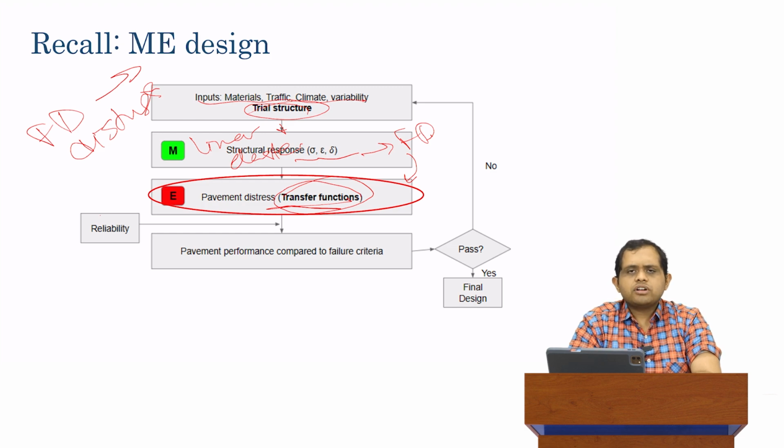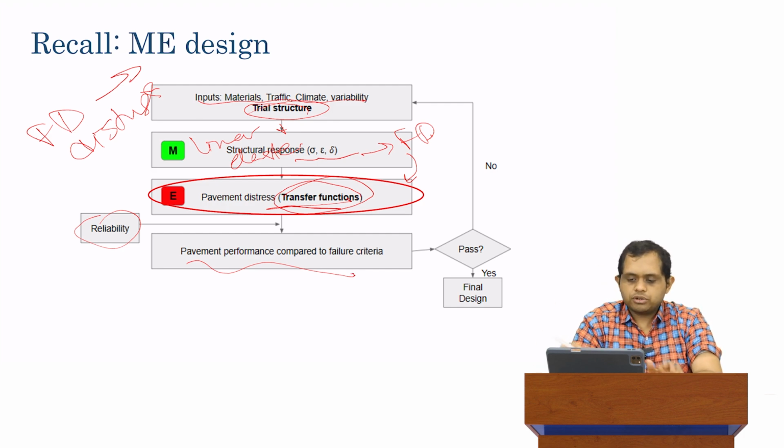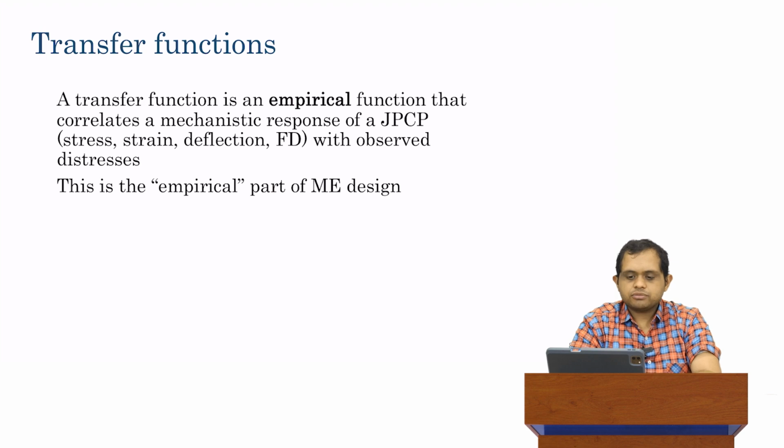And from the transfer function, we add some reliability information, and then we calculate performance. We compare performance to some criteria, and then we do an iteration around it. So this we already saw in a previous lecture. So to give you a formal definition, a transfer function is an empirical function. I remind you again, empirical function means it's based on data collected through large-scale experiments. That's what we mean by empirical in this context.